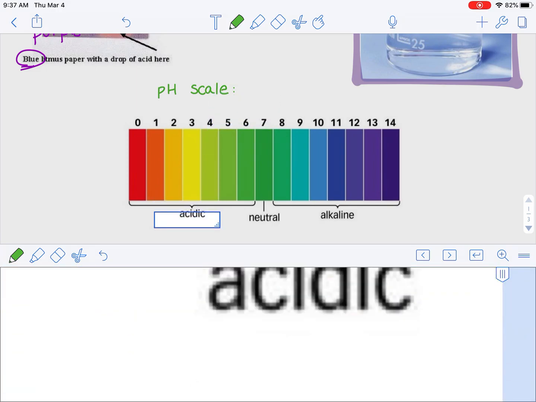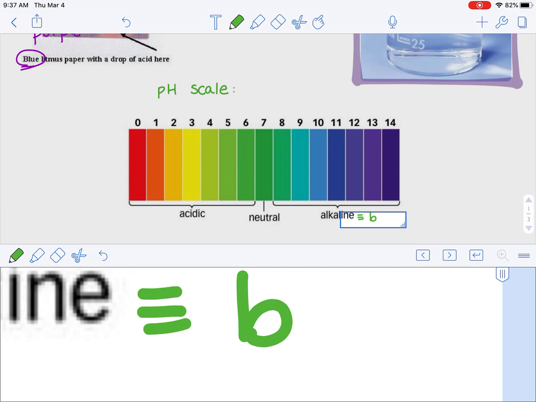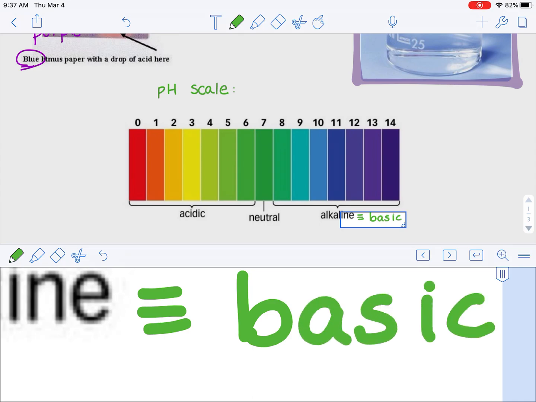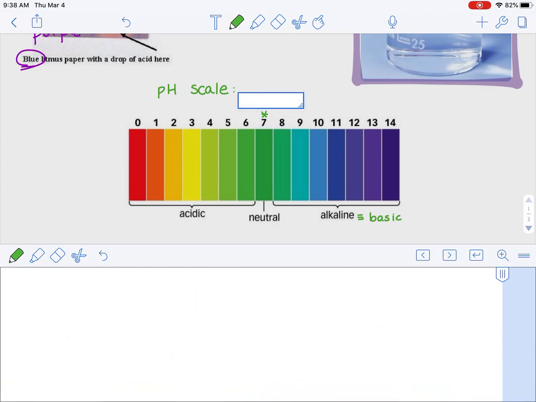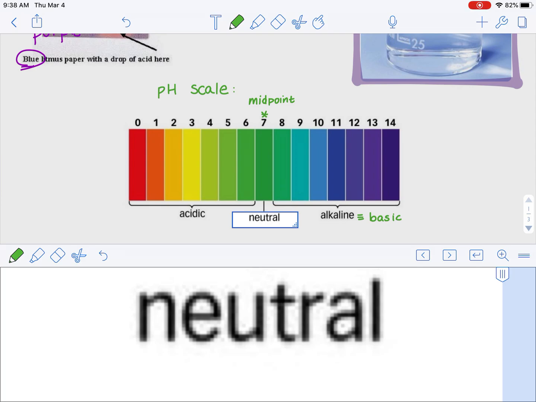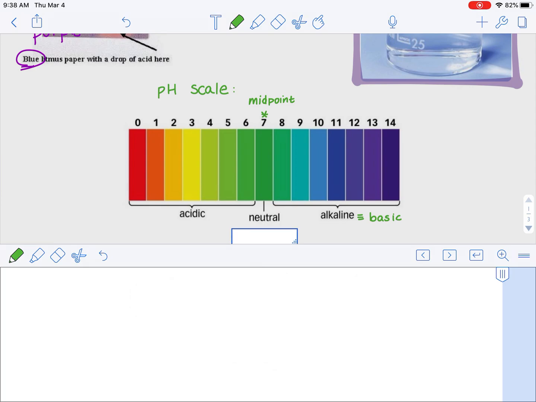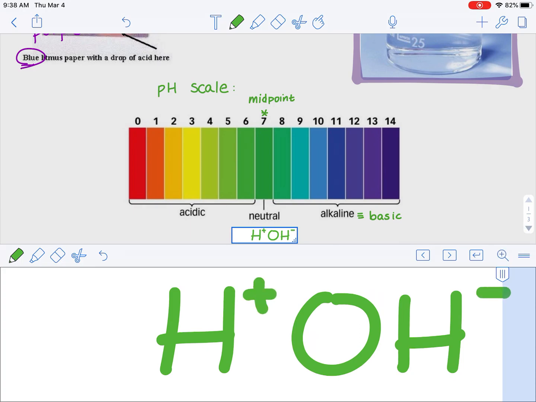And because pH is basically telling us how acidic or how basic something is, notice that we have those two terms, acidic, and we have alkaline, which is the same thing as basic. The midpoint between 0 and 14, which is 7, our midpoint, is considered to be neutral. It's the midpoint between acids and bases.